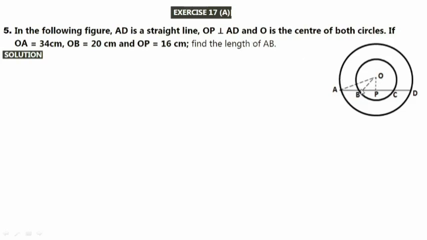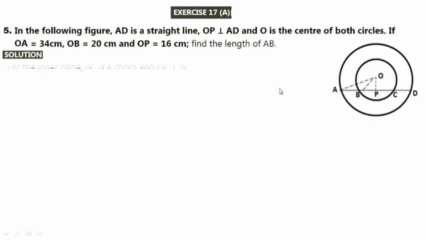So in order to find AB, first I'll find AP. Forget about the inner circle. So you have this kind of right angle triangle. You know what is OA and what is OP. So find AP, right? And after that, forget about the outer circle. In the inner circle, we know OB and OP. So we'll find BP. From AP, we will subtract BP. You'll get the value of AB, and that's what we need to find.